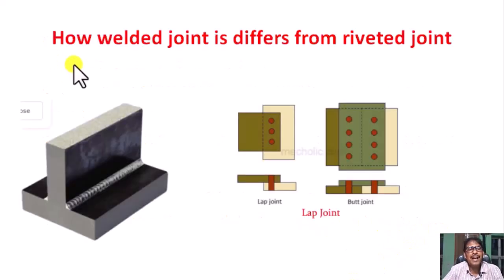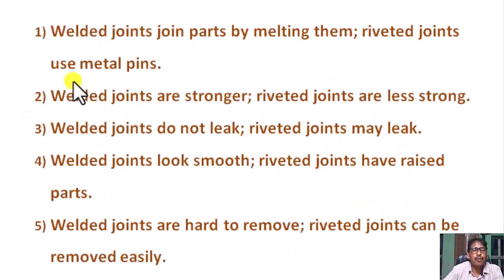Okay. Now, how welded joint is differ from riveted joint? This is the figure of welded joint. This is the figure of riveted joint. This is lap joint and this is butt joint. Now, how welded joint is differ from riveted joint?